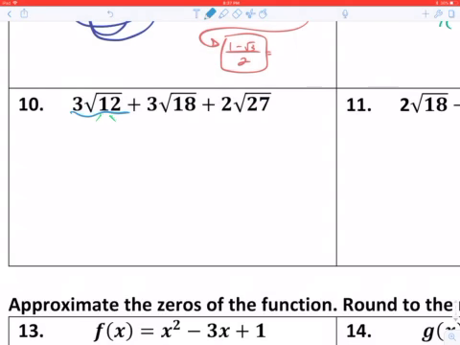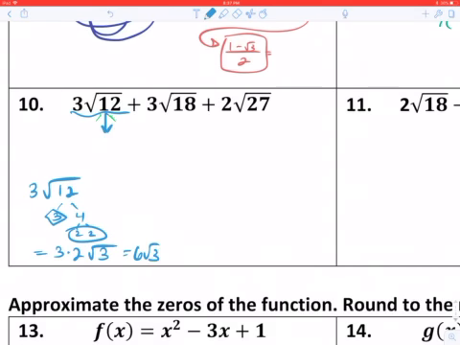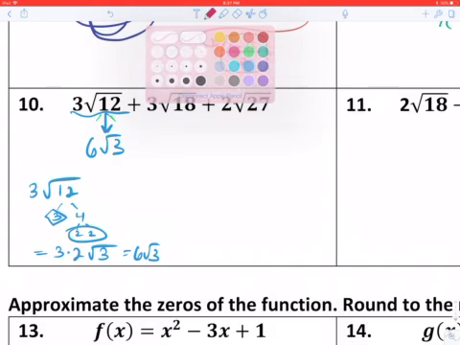So this one here, I'm going to consider 3 times the square root of 12. This one I can break up into a 3 and a 4, and this into a 2 and a 2. So I have one group of 2 that can be taken out. So in all, this is a 3 times 2 times the leftover 3 inside of the root, which is 6 times the square root of 3. So this is 6 times the square root of 3.